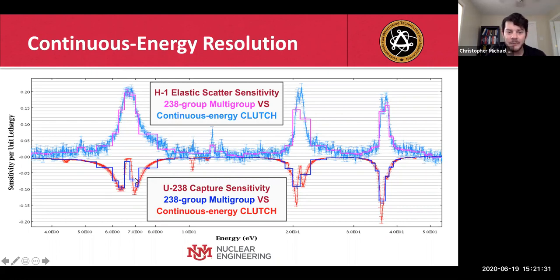And in the bottom one, you actually see the sensitivity for hydrogen, right? I flipped it around. The bottom one is the sensitivity for U-238, and the top one is the sensitivity for hydrogen. In the bottom one, you see a dip in the sensitivity right around the center of that resonance.